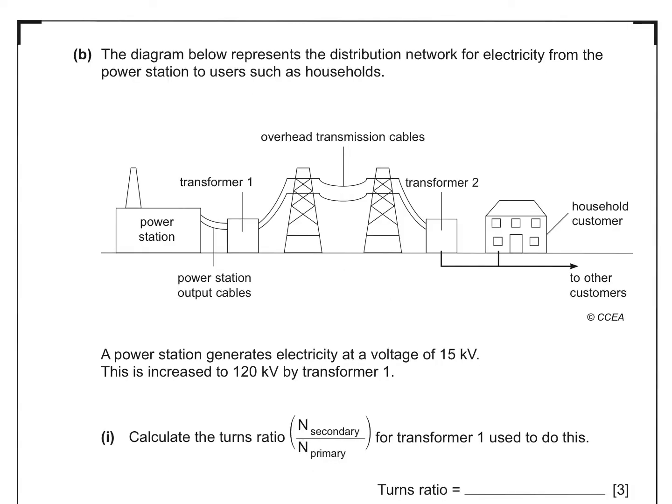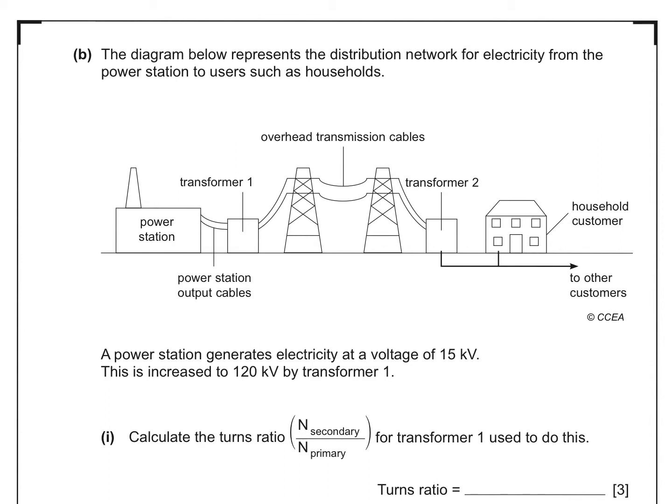Part B, the diagram below represents the distribution network for electricity from the power station to users such as households. And you can see what we've got here. You've got your power station, you've got a transformer here taking it up to the transmission lines, and then when you get near to the houses you've got another transformer making it suitable for the houses. So we know that this one's going to be a step up to get to high voltage, and then this one will have to be a step down to get back to normal 240 volts that people would want at their homes.